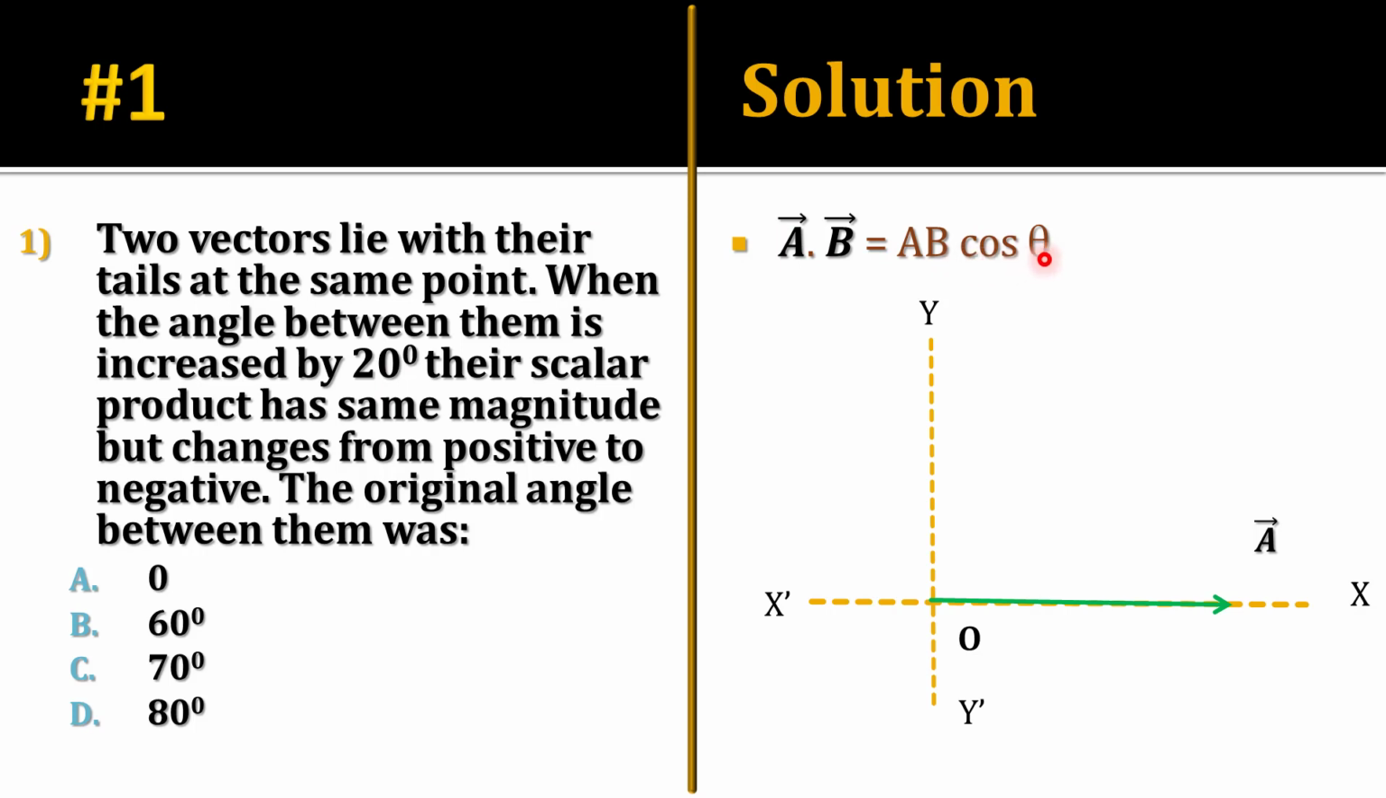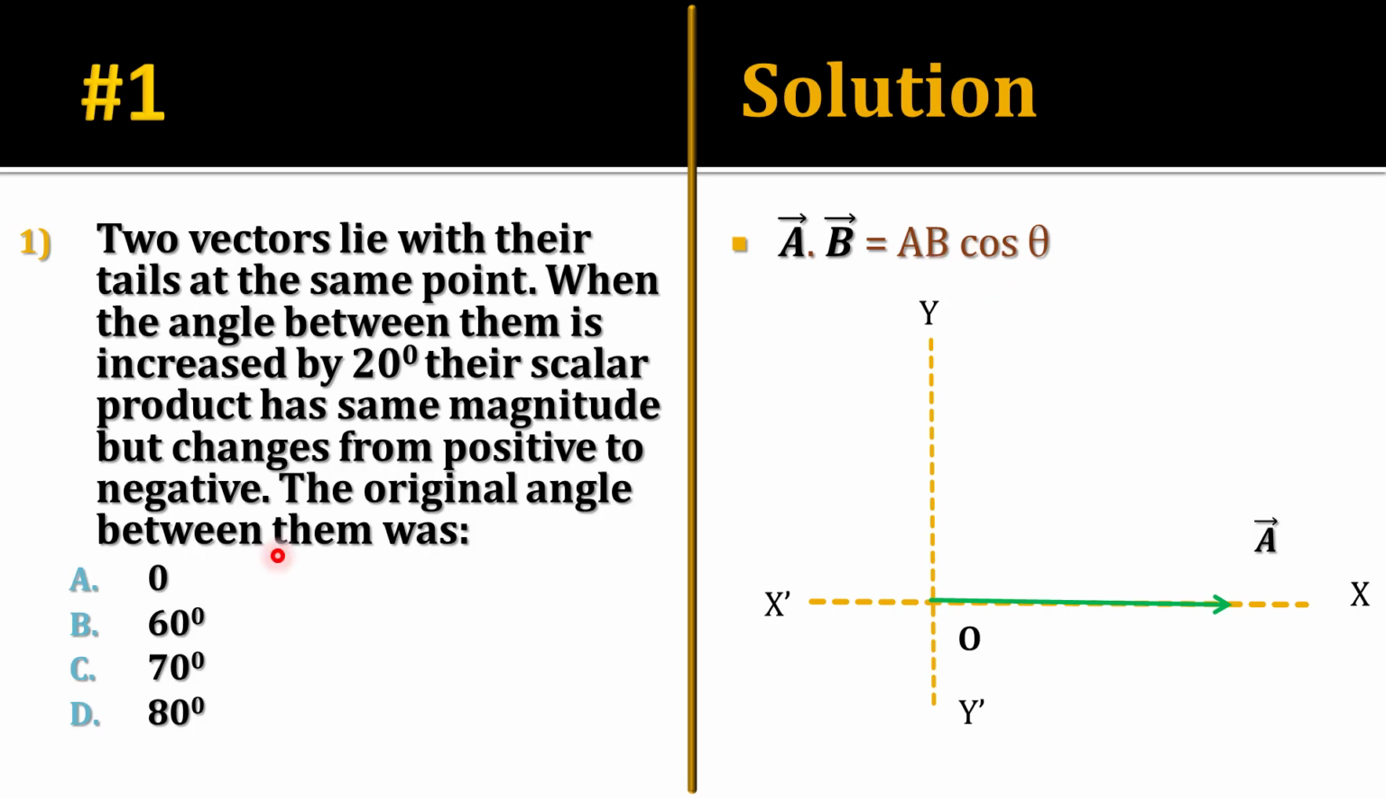It means that the result of cos theta, its magnitude remains the same but its sign changes from positive to negative. What does it mean? It means that if the angle is lying in the first quadrant, then by adding 20 degrees it should move towards the second quadrant. The angle between them should become greater than 90 degrees if the sign has to change from positive to negative.